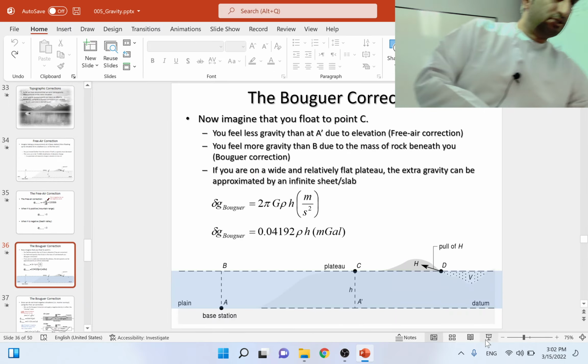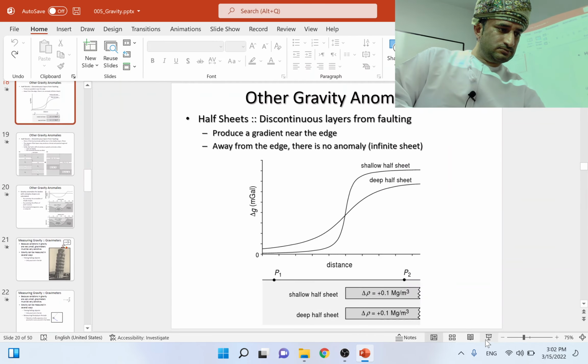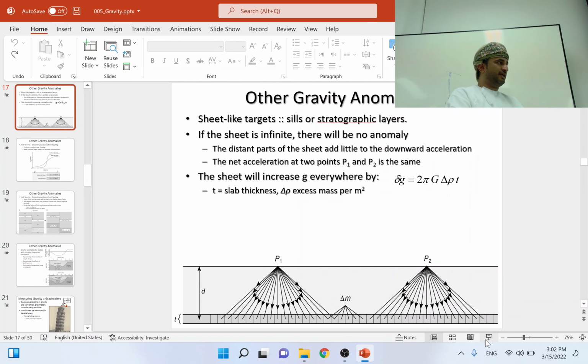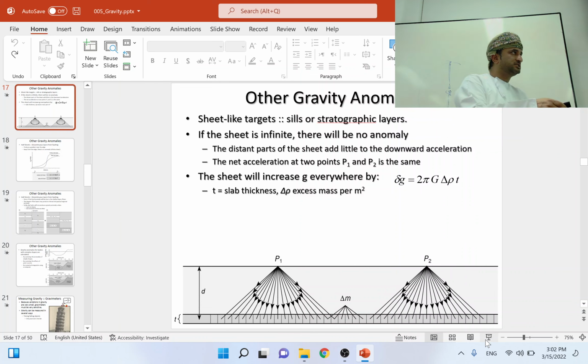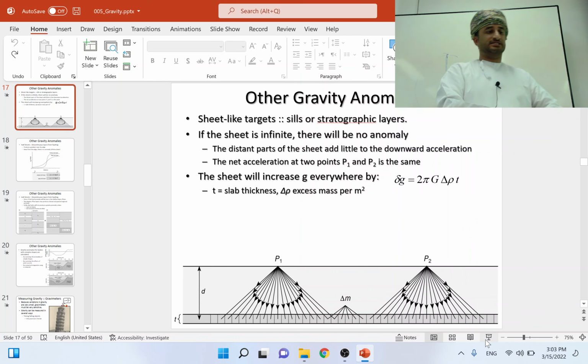Oh, let me show it very quickly. Just a reminder. That's how it is. You see? That's an infinite slab. It depends on two things: the density of this layer, and also T, which is the thickness of the slab.